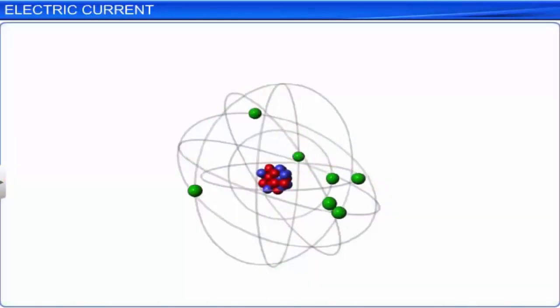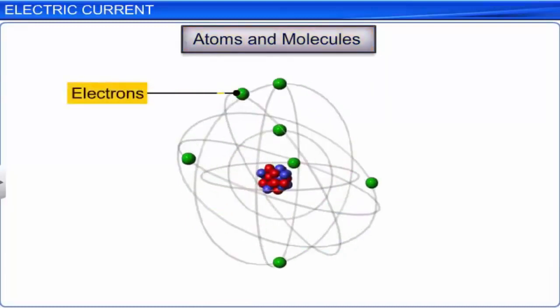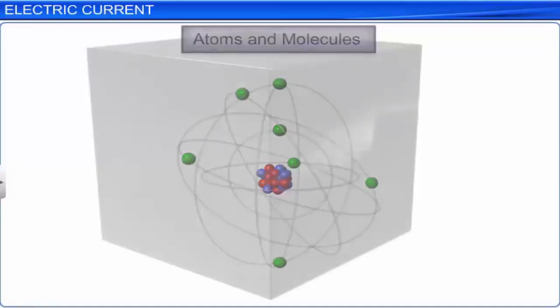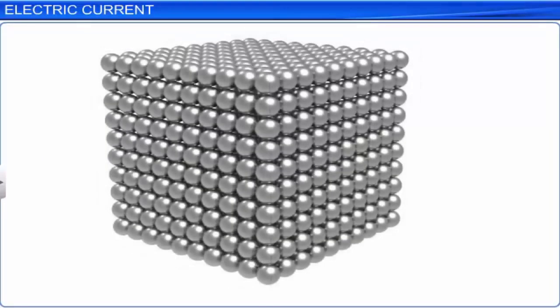In individual atoms and molecules, the negatively charged electrons and positively charged nuclei are bound to each other and therefore are not free to move independently. Bulk matter is made up of a very large number of atoms and molecules, which are so closely packed that the electrons are no longer attached to individual nuclei.